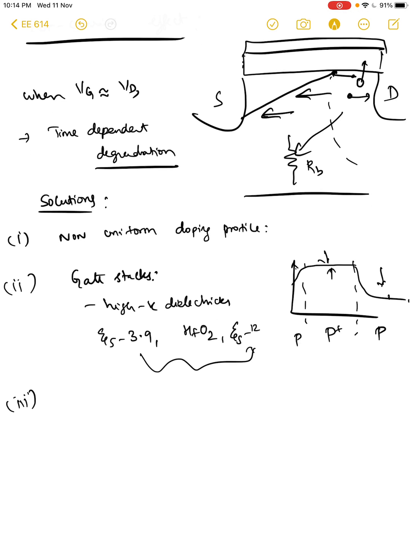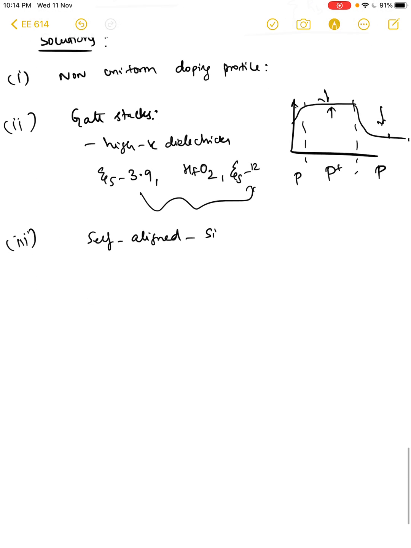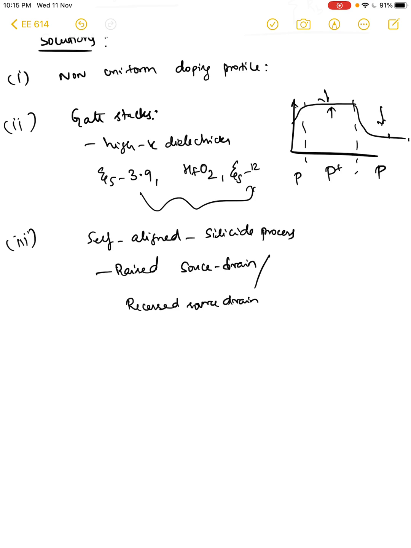The third solution typically used is what is called a self aligned silicide process, or raised source drain, or recessed source drain. Here what happens is you have a gate oxide and the metal here, but then the source and the drain are raised. So you have a source, you have a drain contact, and the channel is along the surface here.